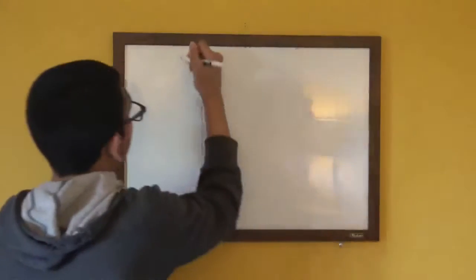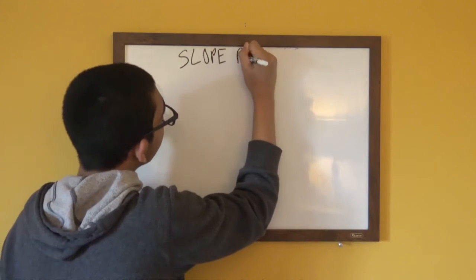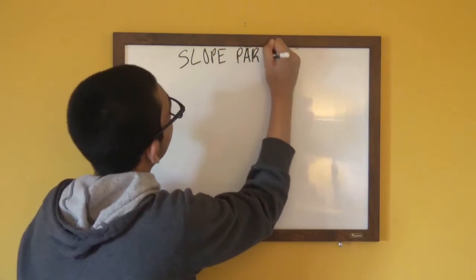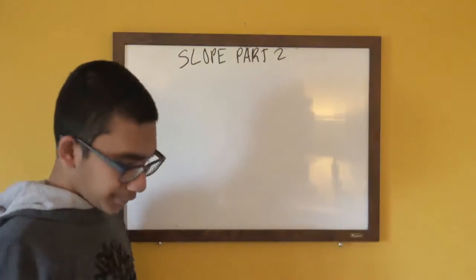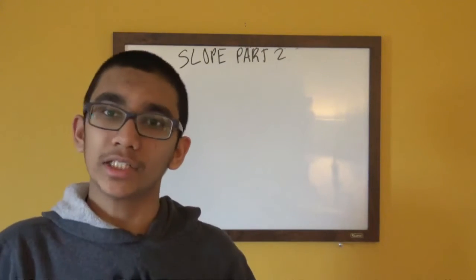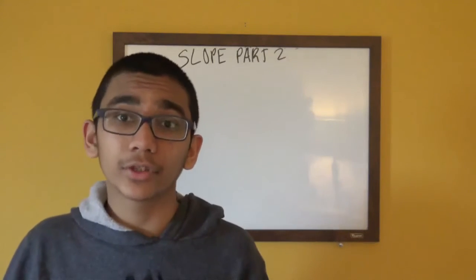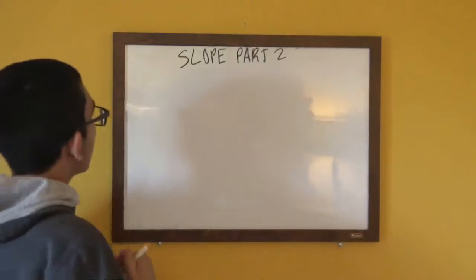Okay, so today we're going to do slope part 2. Last week we did slope part 1. Today we're going to talk about something different in slope: the different types of slope, the equations for different types of slope, and also some example problems like usual. So let's do it.